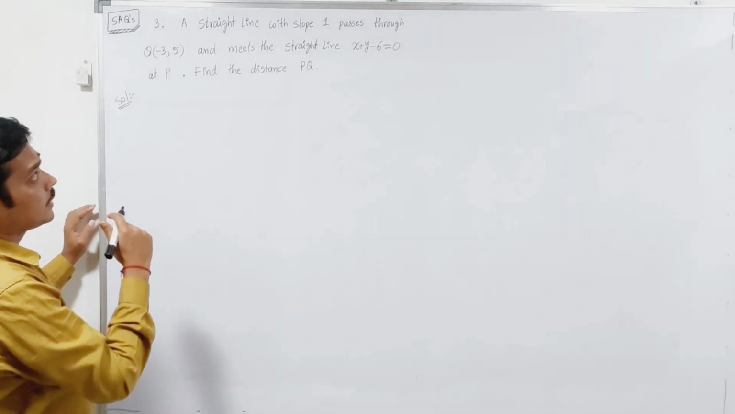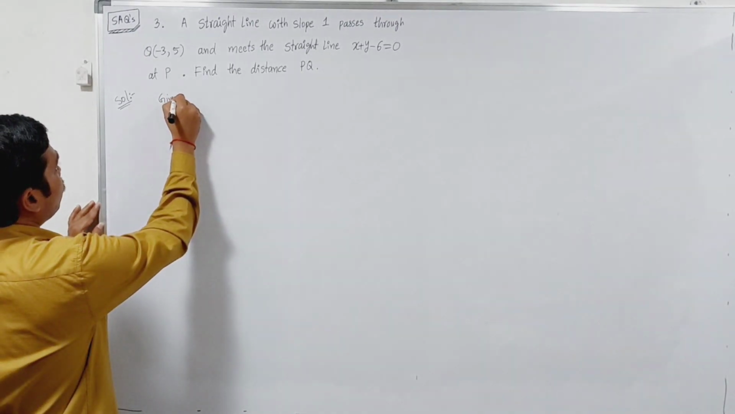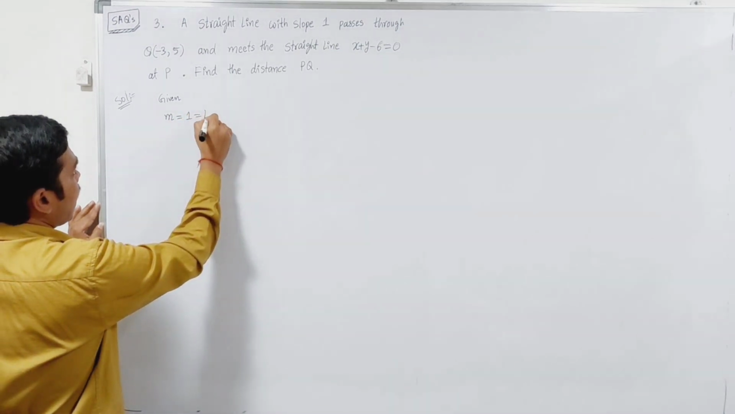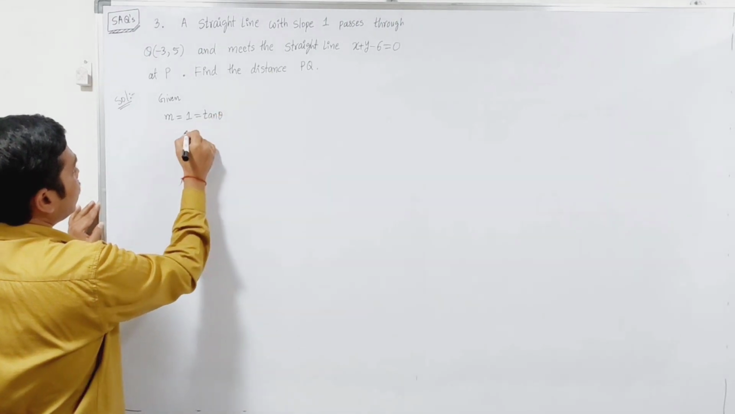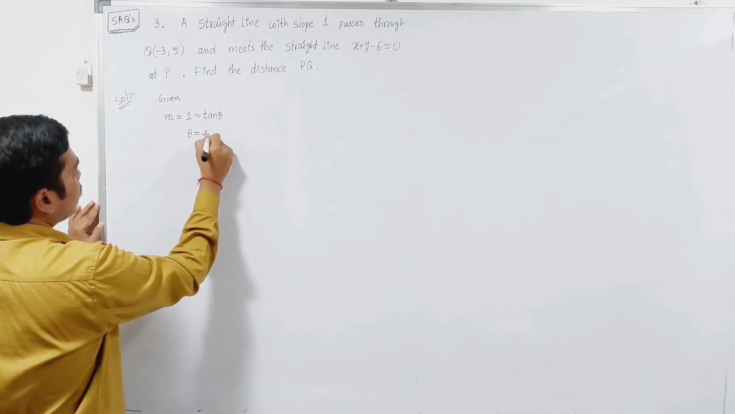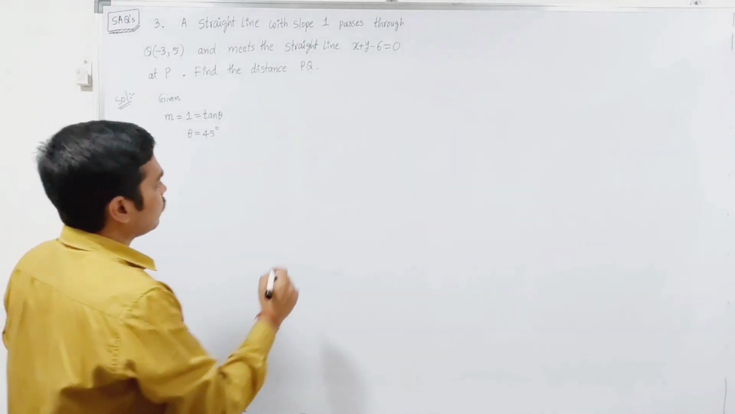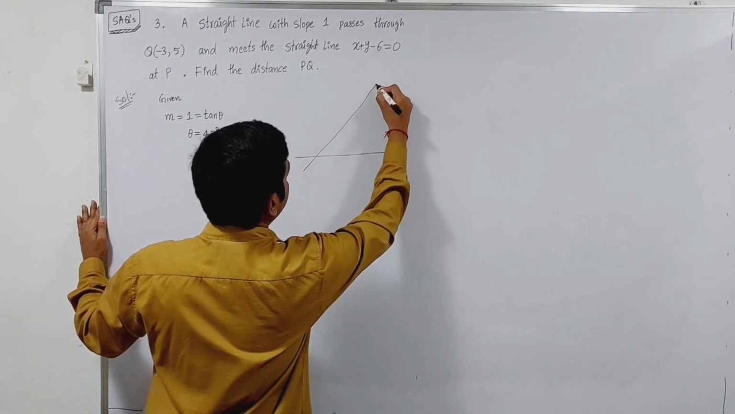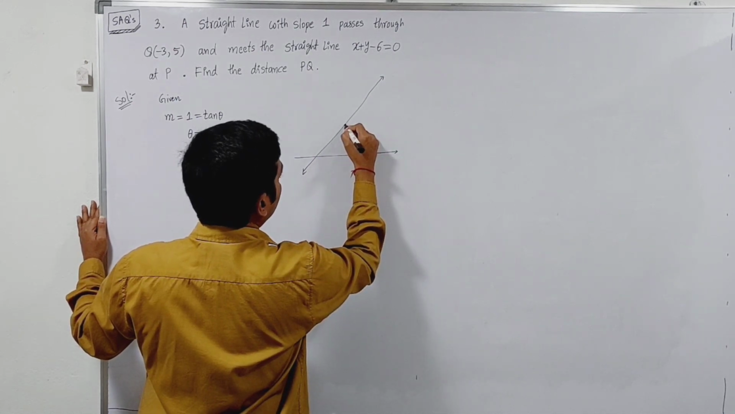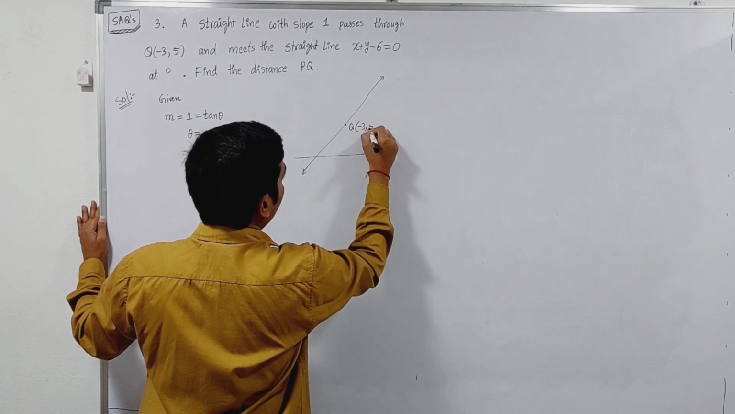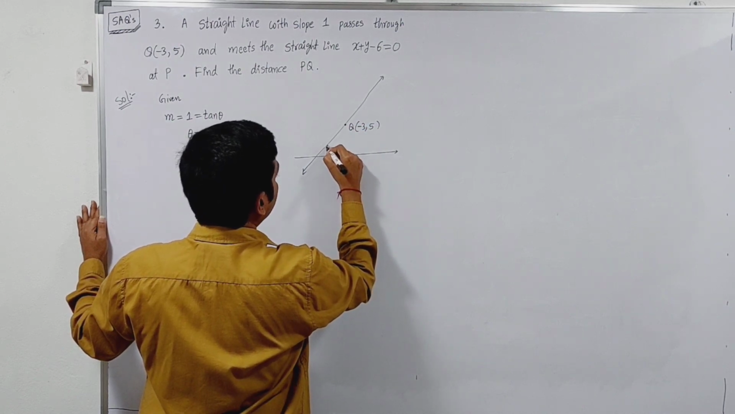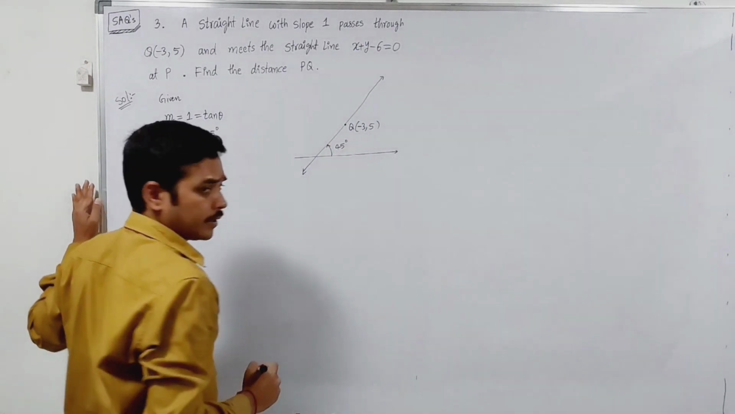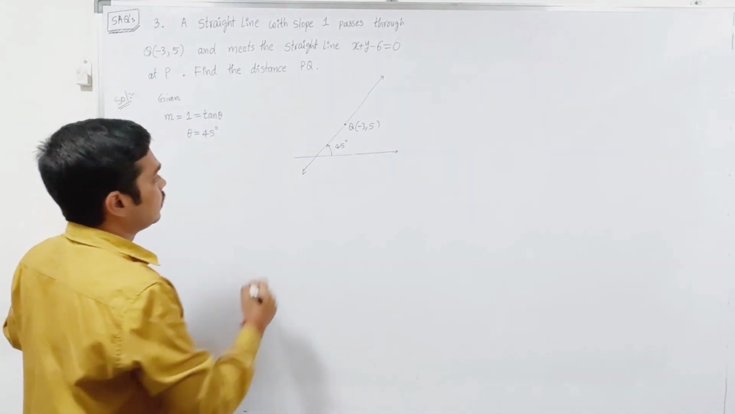Here the slope of the line is m. Given slope m = 1 means tan theta = 1, so the inclination of that line is 45 degrees. For example, this is the x-axis. The line passing through Q(-3, 5) and having slope 1 has an inclination of 45 degrees.